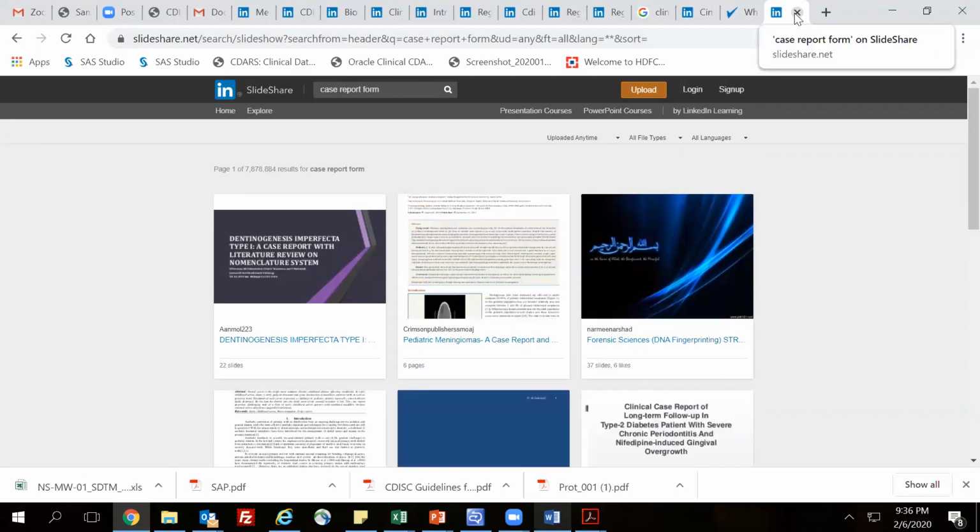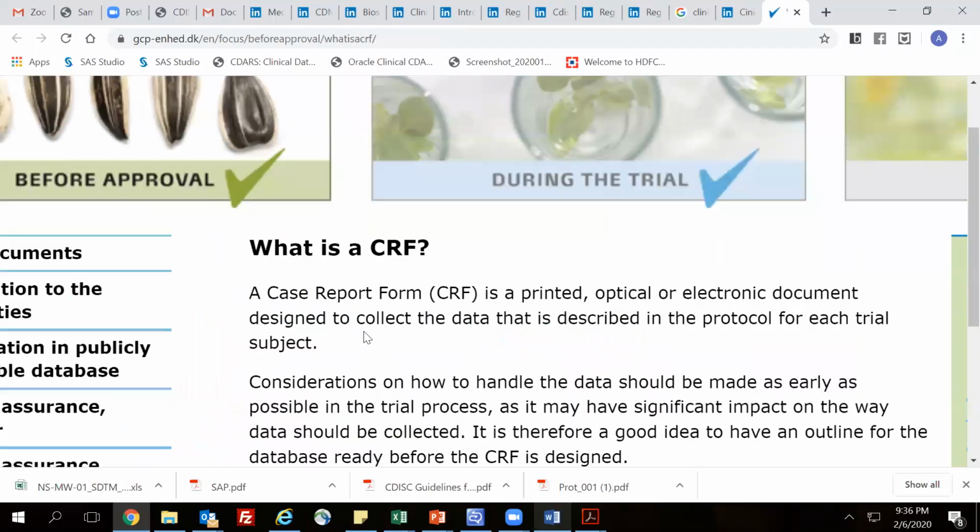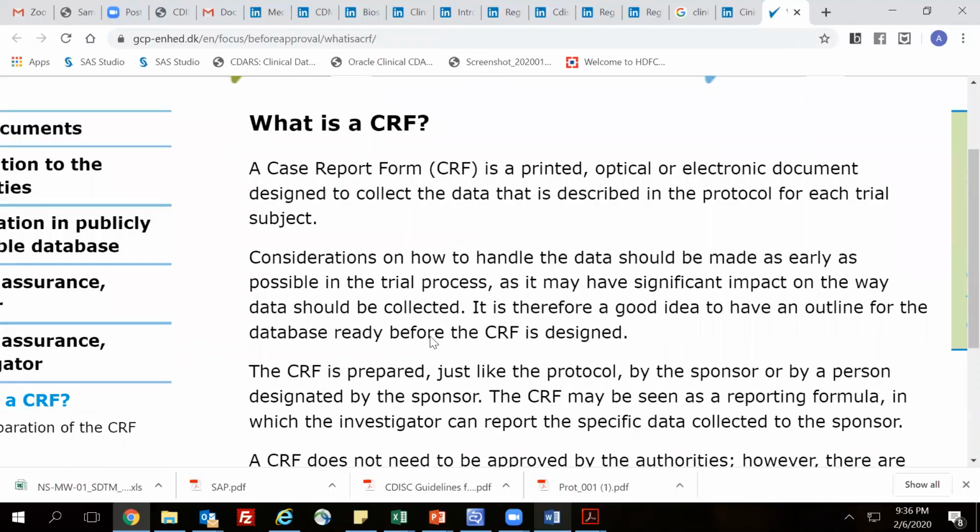If you want the exact definition, it's a printed, optical or electronic document designed to collect the data that is described in the protocol for each trial subject. It's a document which gives information about each trial and about each subject.